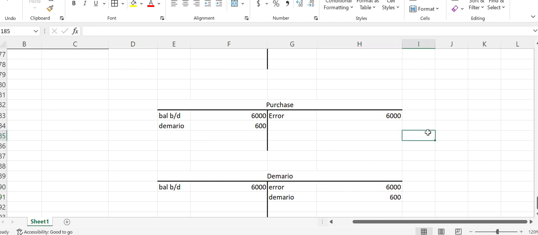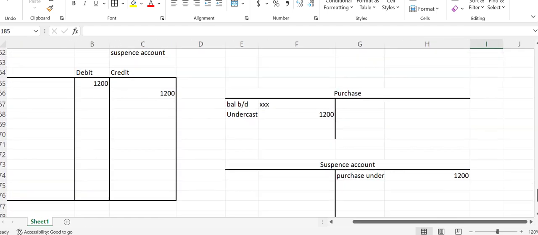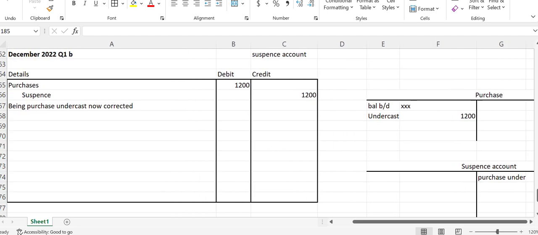So that error, my friend, will not affect the trial balance and the suspense account, because ukiangalia pale balance brought down ilikuwa 6 million, meaning kwa trial balance ilibalance. So what you are going to do, you only correct them on the individual accounts, the purchase account and the creditors account. The creditors account in our case here is the Mario.